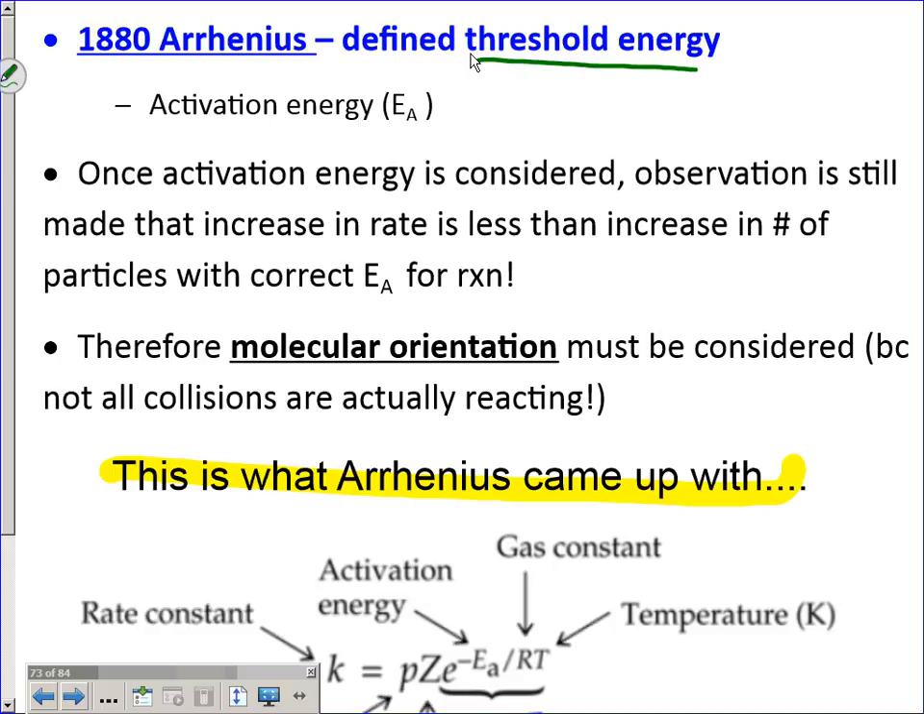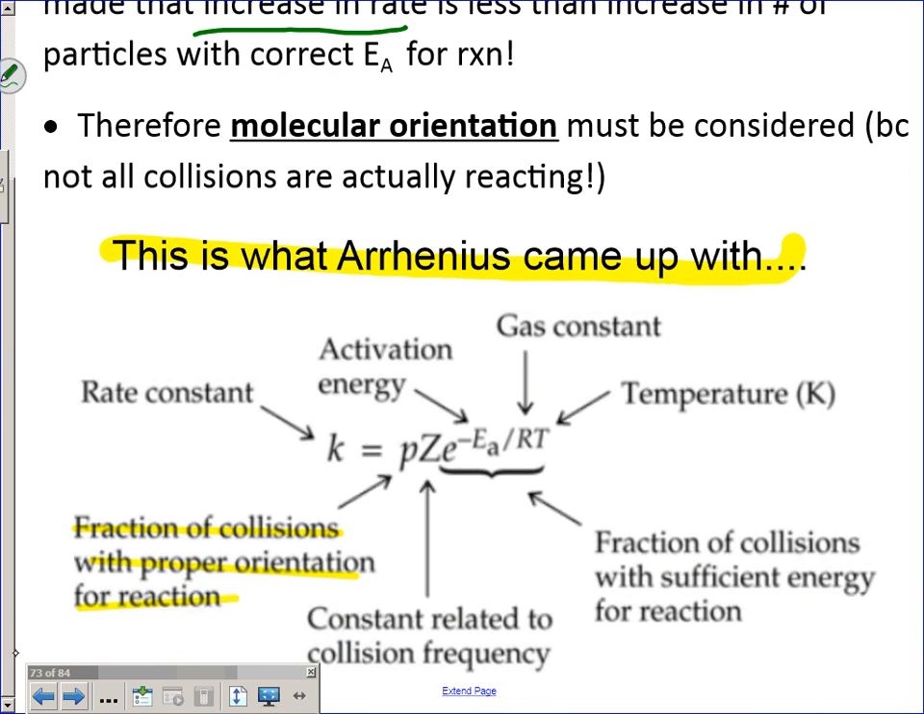So once activation energy is considered, the observation is made that the reaction rate increases, but not to the full extent we think it does, right? So that's what I was saying earlier. If the energy part's met, great. That doesn't necessarily mean the orientation part is met. So that's why the molecular orientation has to be considered as well. So that's what's coming together now with the Arrhenius equation. Do you remember seeing this in your reading?